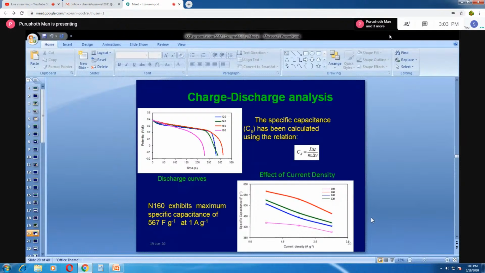So in all the currents, nickel oxide nano seeds prepared at 160 degrees Celsius exhibit maximum specific capacitance. If the current density increases, the capacitance decreases because at higher current densities the accessible area decreases, and the IR drop also increases. The specific capacitance can be calculated using the relation C = I Δt / (m ΔV), where I is the discharge current, Δt is the discharge time, m is the mass of the electrode material, and ΔV is the potential window.